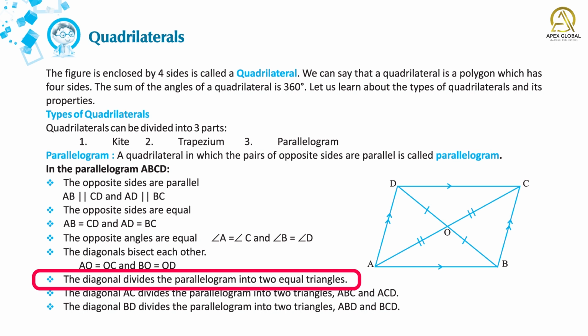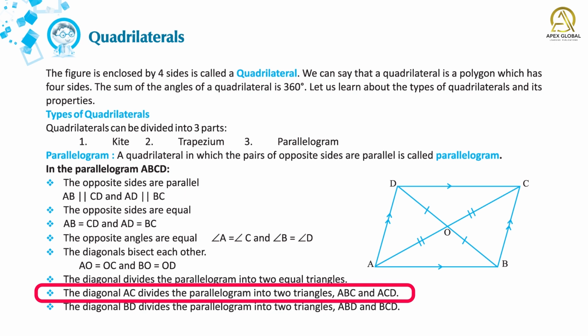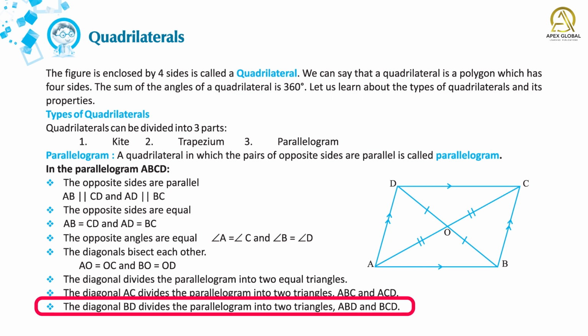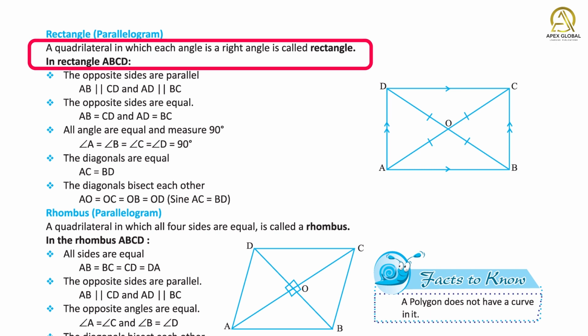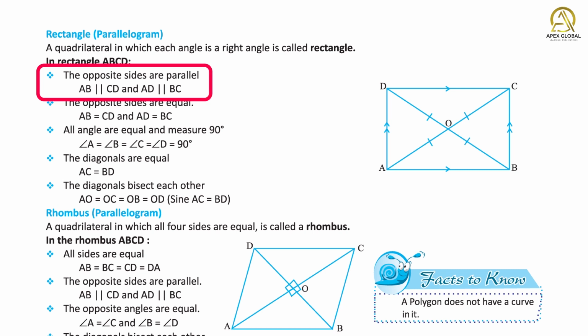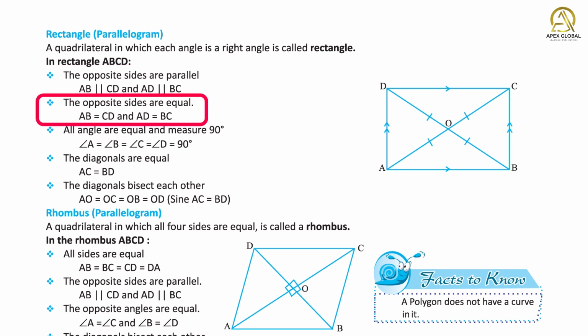The diagonal divides the parallelogram into two equal triangles. The diagonal AC divides the parallelogram into two triangles, ABC and ACD. The diagonal BD divides the parallelogram into two triangles, ABD and BCD. Rectangle. A quadrilateral in which each angle is a right angle is called a rectangle. In rectangle ABCD, the opposite sides are parallel. AB is parallel to CD and AD is parallel to BC. The opposite sides are equal. AB equals CD and AD equals BC.